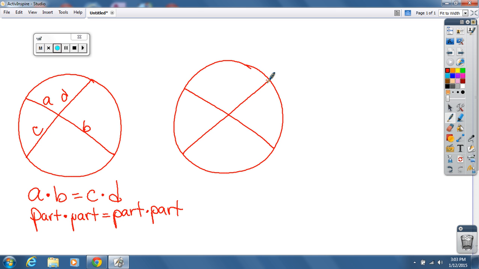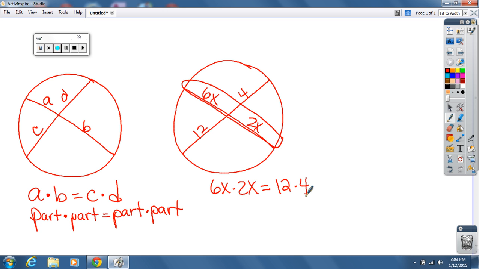Alright, so if we have this, and we have 6x and 2x, and 12 and 4. If I follow my rules, A times B, that's going to be this line that I need to make sure that I put together. So 6x times 2x is equal to the opposite side, which is 12 times 4.